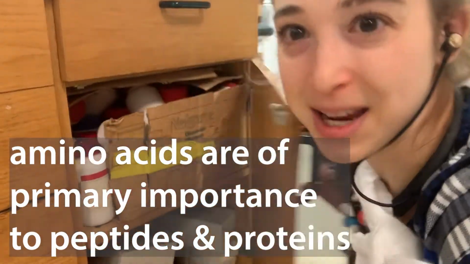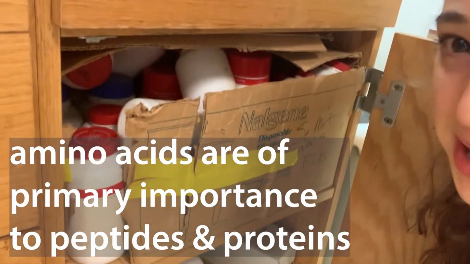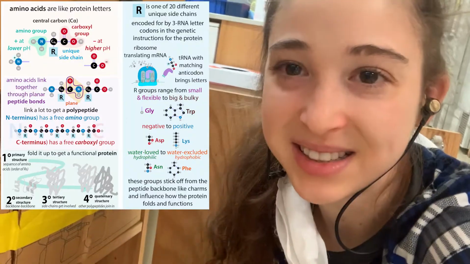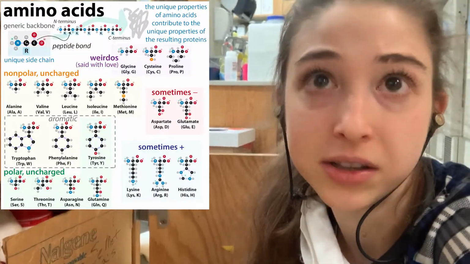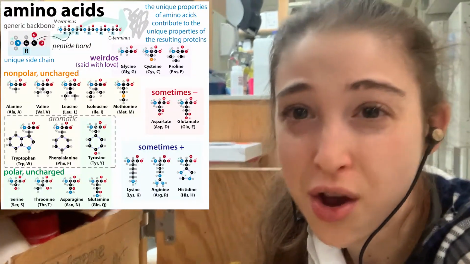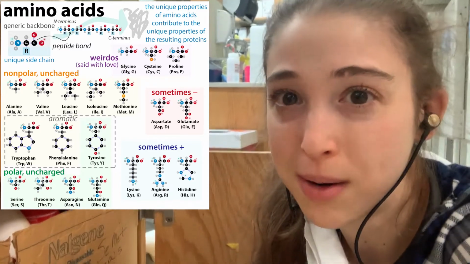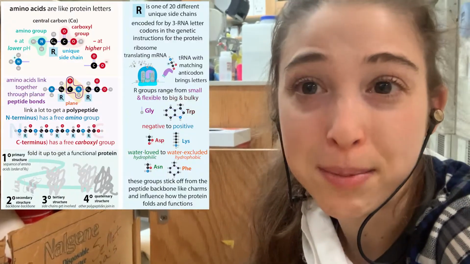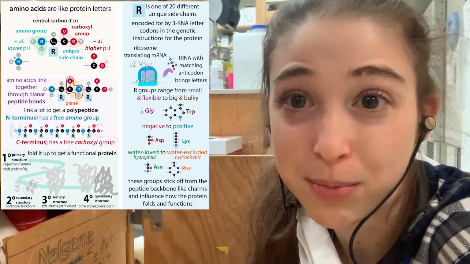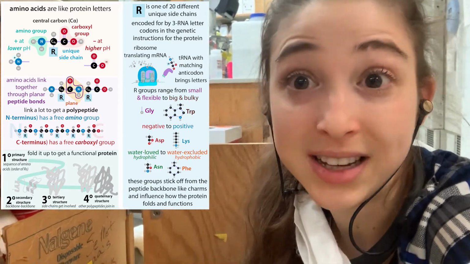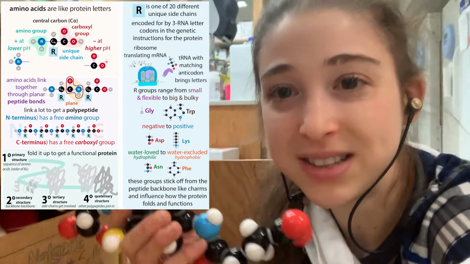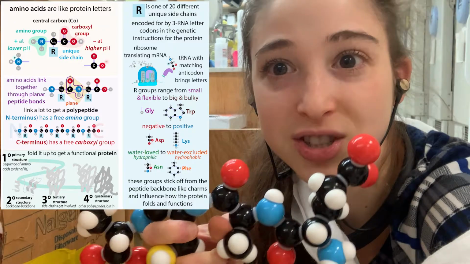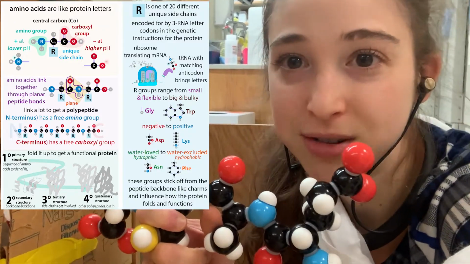This cabinet is like my Narnia. It contains all of the amino acids, and so it's like the gateway into proteins. So amino acids are protein letters. There's 20 common genetically encoded ones, and over the next 20 days I'm going to take you one by one through them all. But really they have these unique properties, and then when they link up to form peptides and then proteins, those properties are going to contribute to the overall structure and function of the protein.